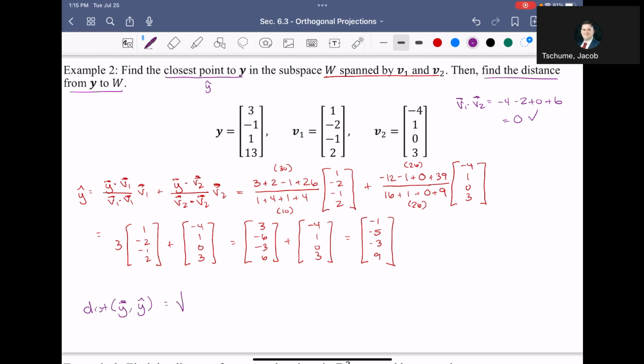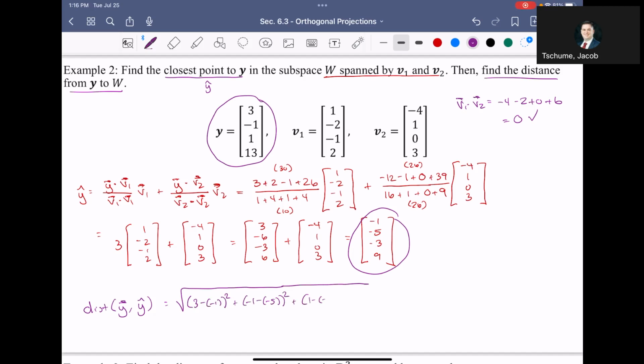So to compute my distance, that's going to be the square root. And remember, you're going to subtract the elements of y and the elements of y hat and square each one. So that's going to end up being 3 minus a negative 1 all squared, plus negative 1 minus a negative 5 all squared, plus 1 minus a negative 3 all squared, plus 13 minus 9 squared. Let me do some of this out loud: 3 minus a negative 1 is 4, and 4 squared is 16.